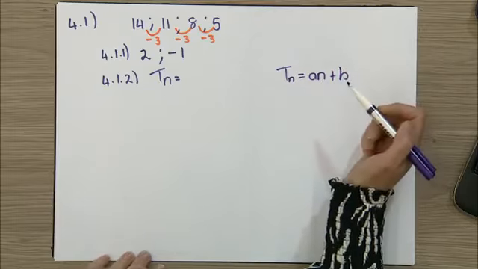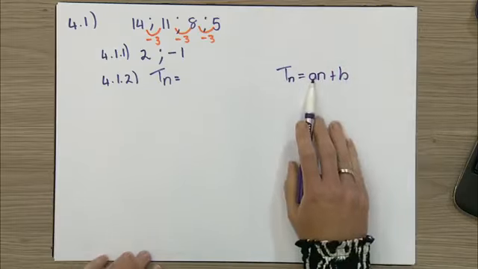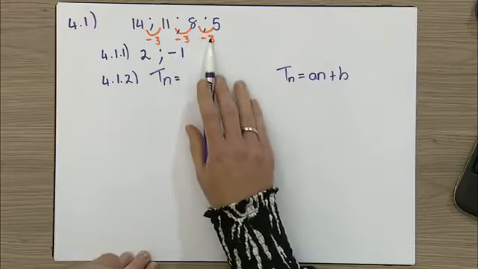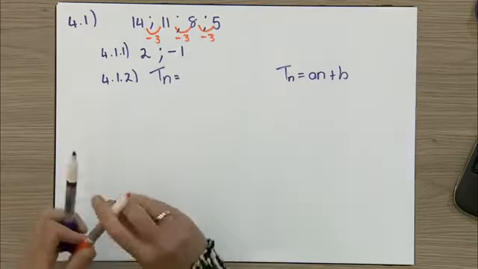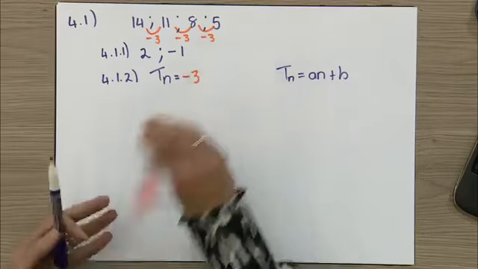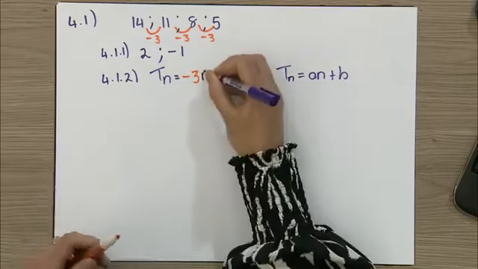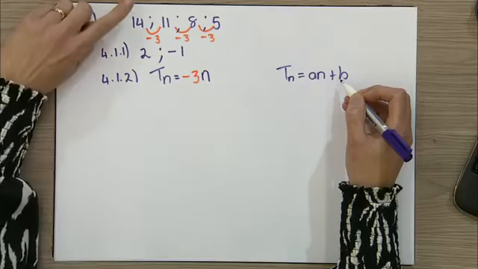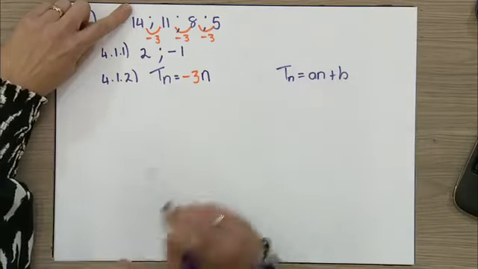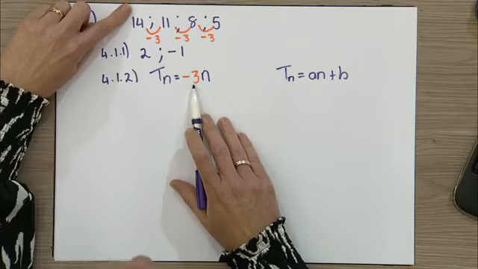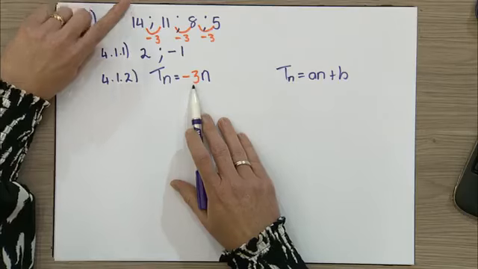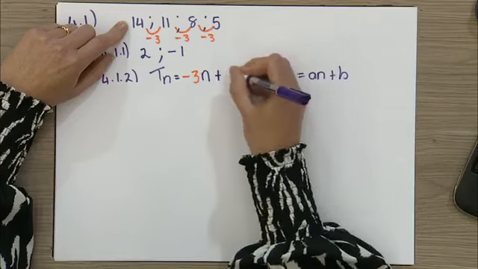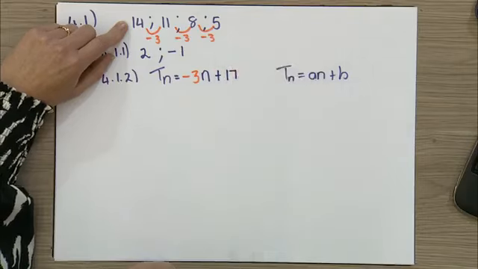Now, like I said, there's different ways. A is my constant difference. So what is my constant difference? What am I adding or subtracting the whole time? Negative 3. So I know it's going to be negative 3n. And then to get B, there's two ways you can do this. You can either say, if I take the first number, 1 times negative 3 is negative 3. And what must I then add or subtract to get to an answer of 14? I must add 17. So it's negative 3n plus 17.